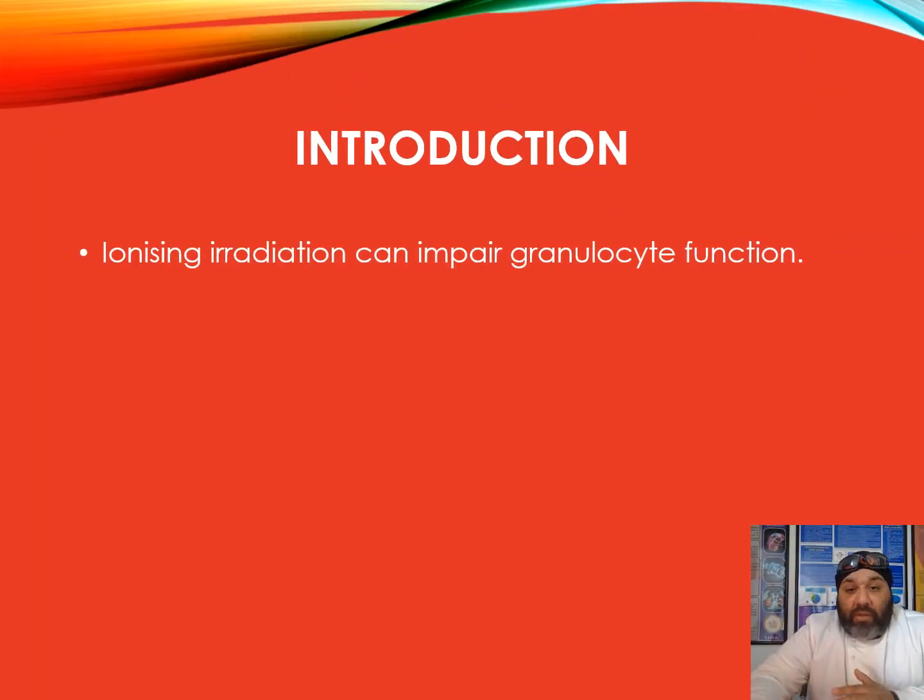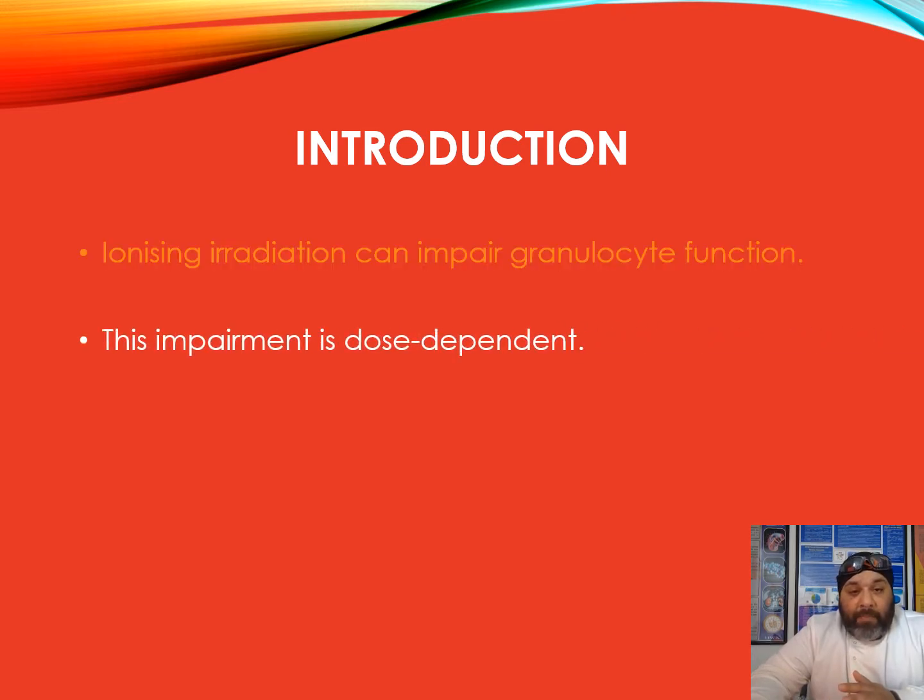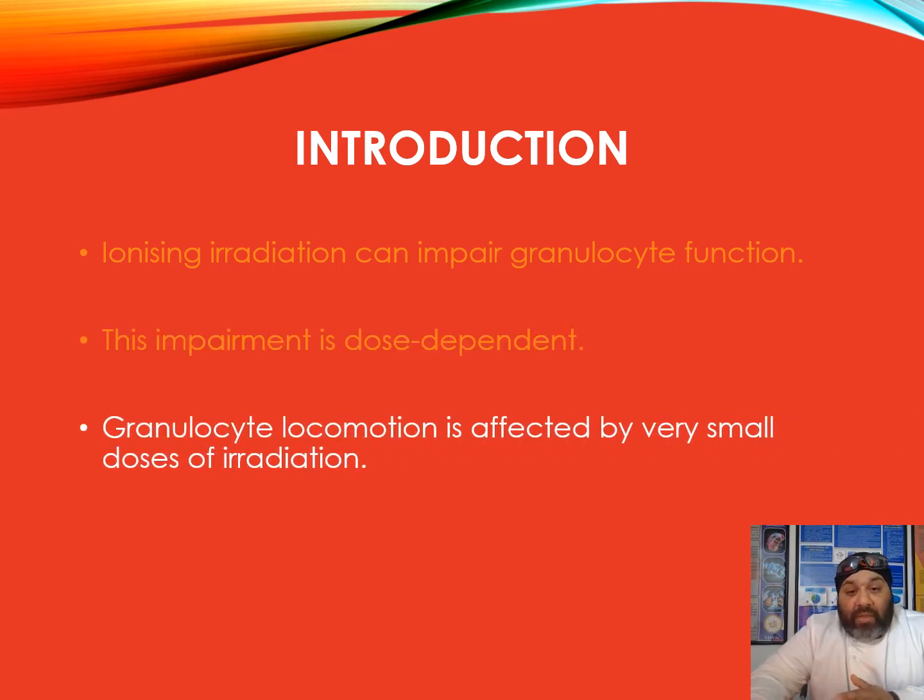Ionizing irradiation can impair granulocyte function, and granulocytes are derived from neutrophils. The impairment is dose dependent. Granulocytes are affected by very small doses of irradiation.